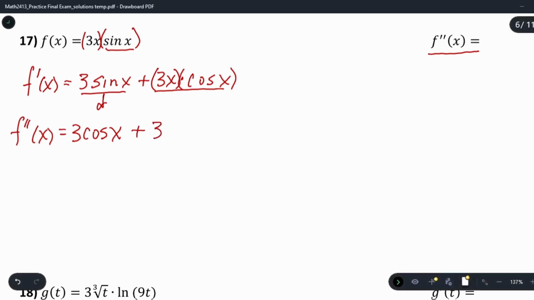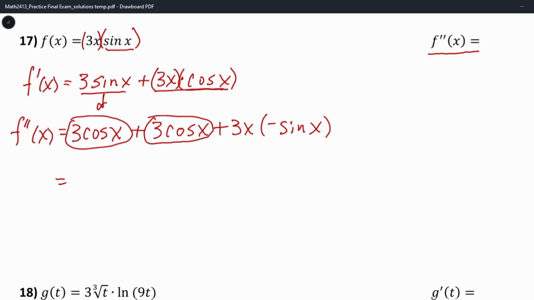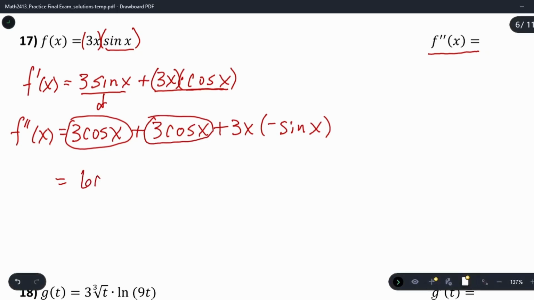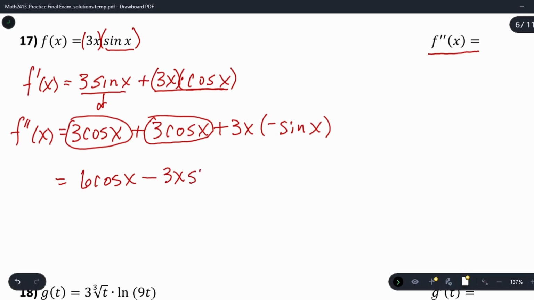The derivative of the first times the second plus the first times the derivative of the second. And the derivative of cosine is negative sine x. And then if I simplify, notice that I do have like terms. So 3 cosine x plus 3 cosine x, that's going to give me 6 cosine x. And then this last term is going to be minus, we have a negative times a positive, giving us minus 3x sine x. And that is the final answer in simplest form.